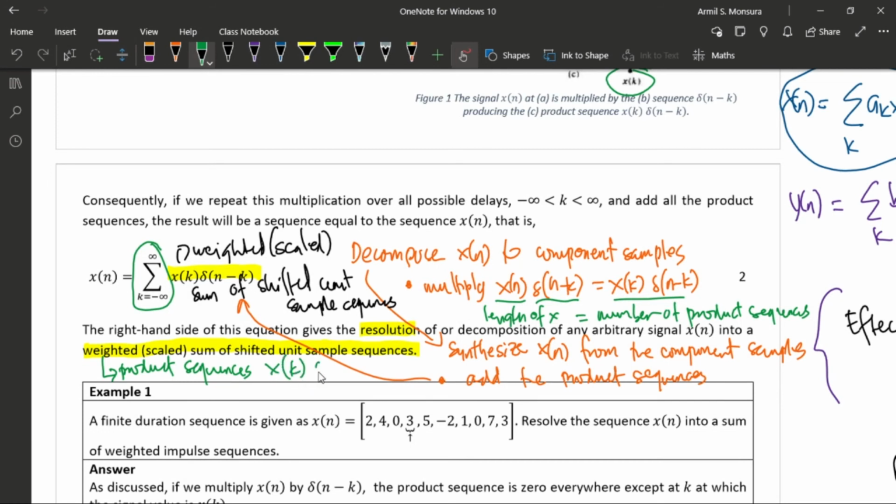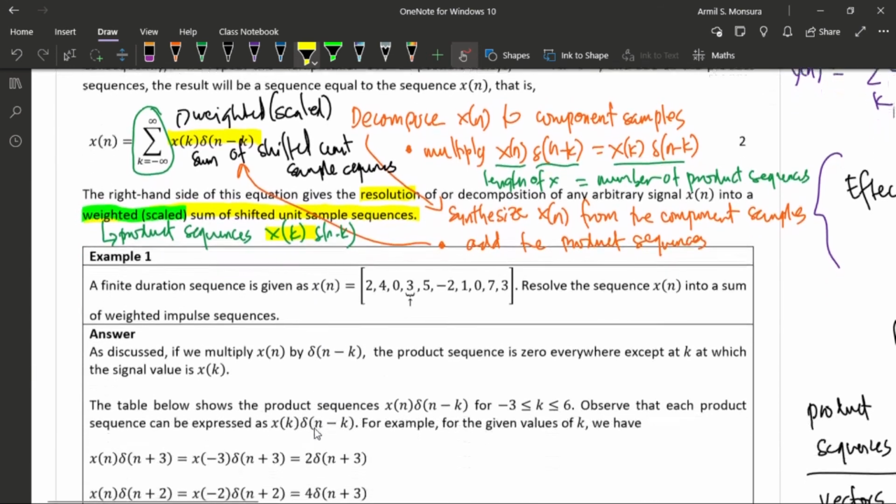X of k, delta n minus k. Okay? So, bakit siya weighted? The weight here actually refers to, yung weight dito, or yung scale, actually refers to x of k. So, yung sample value ninyo is actually the weight of the product sequence. Okay, so yun yung mga terms na gagamitin natin in the future kapag pinag-uusapan pa natin ito further.